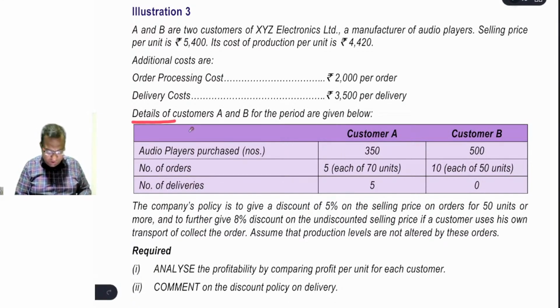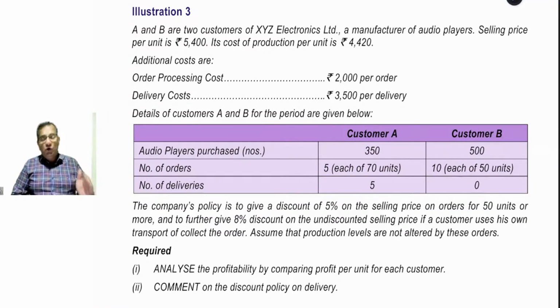Okay. Details of customer A and B for the period are given below. How many units have been purchased by customer A? 350. How many units have been purchased by customer B? Find it. Gone are the days when we only focused on those customers which are providing a higher volume. Nowadays we consider that they are providing higher volume, but they might also be consuming a higher amount of selling and distribution. So we want to check to the minute detail whether each and every customer is contributing to our profit or not, or whether they are eroding our profit by taking more and more selling and distribution services.